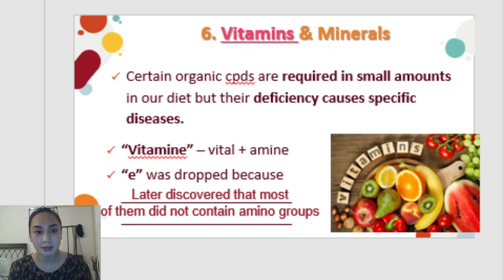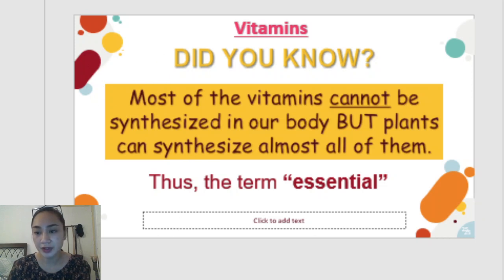Next is vitamins and minerals. So, there are certain organic compounds that are required in small amounts. So, ang vitamins and minerals natin are called micronutrients because they are needed in small amounts, micro. So, ano pa nakalagay dito? In our diet, but their deficiency causes specific diseases. Vitamin comes from the word vital, amine. So, yung E was dropped later on because it was later discovered that most of them did not contain any amino groups. So, did you know that most of the vitamins cannot be synthesized in our body, but plants can synthesize almost all of them.